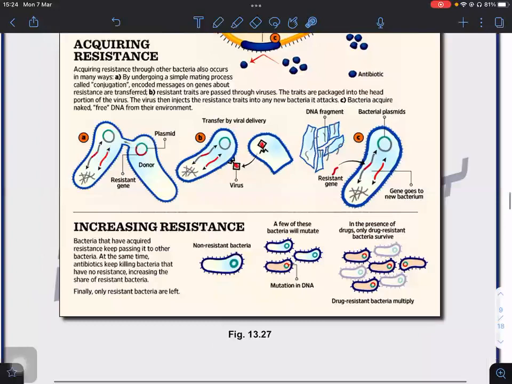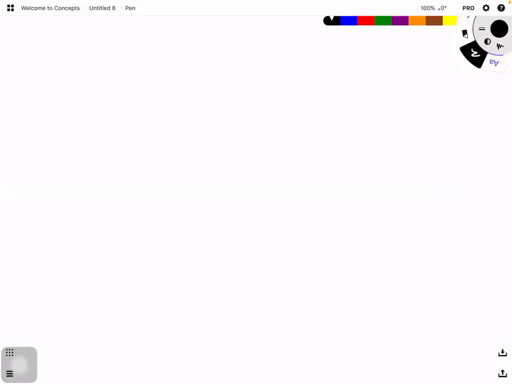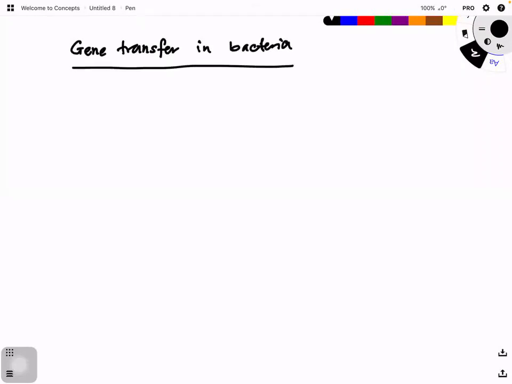Before we come back to this diagram again, let's look at gene transfer, either horizontal or vertical, in bacteria. Gene transfer is a common term, so we have to be careful with the words we use. What does gene transfer in bacteria mean? Now, let's say we have the first bacterium, bacteria A, species A. Species A now has the plasmid.